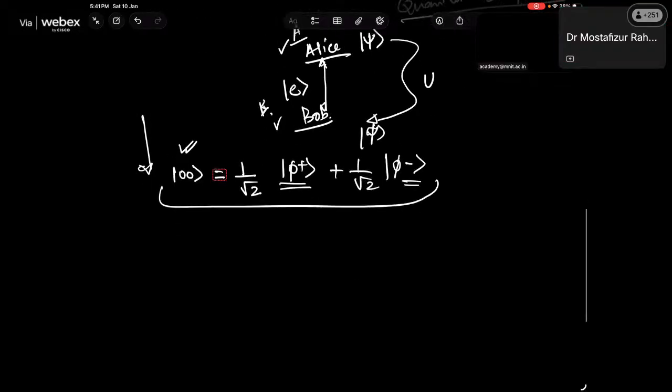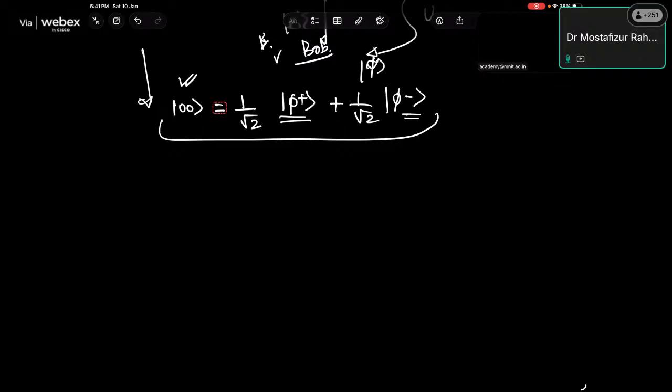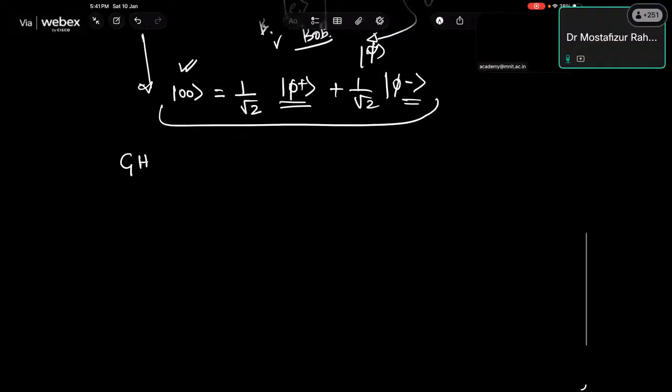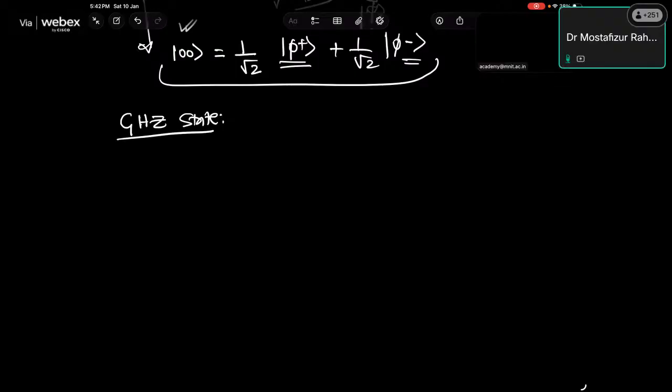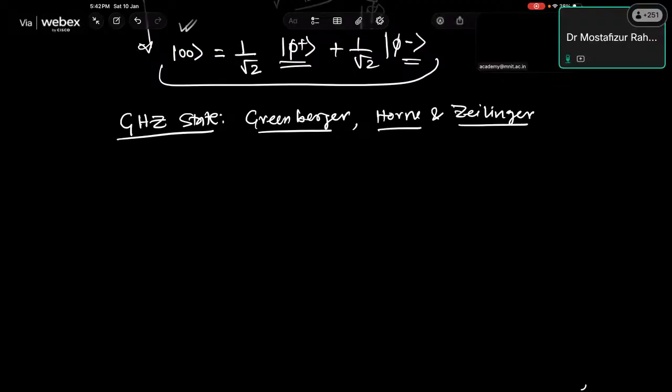So this is the 2-qubit entangled state, and let's see higher qubit entangled states. One of them got the Nobel Prize in 2022, that is called the GHZ state. This is named after three scientists. We all know their names. I'm just writing their surnames: Greenberger, Horne, and Zeilinger. So GHZ is named after these three scientists who got the Nobel Prize for their work, study, and demonstrating this in the laboratory.